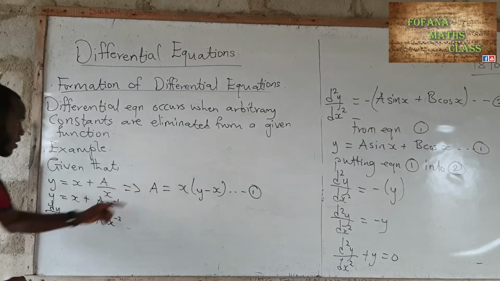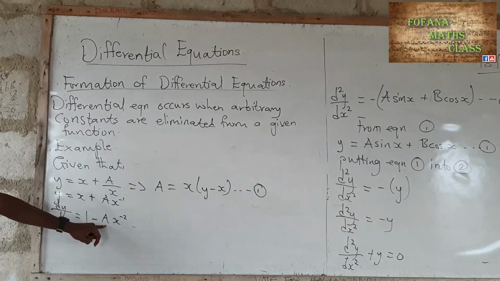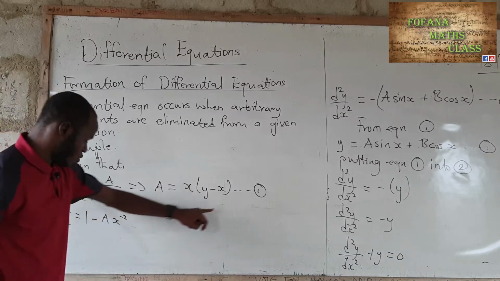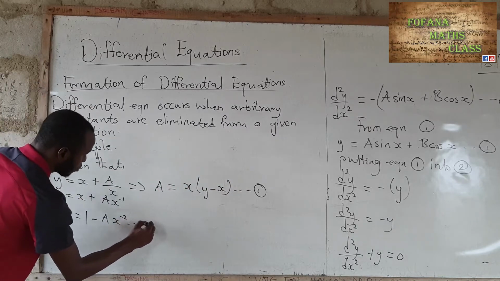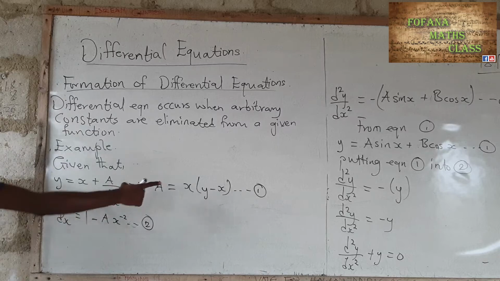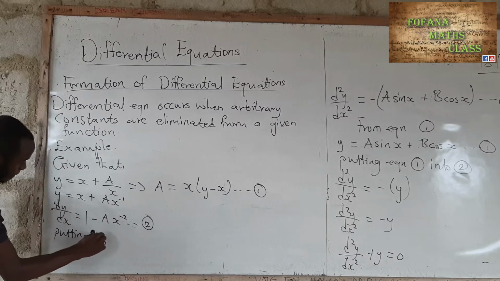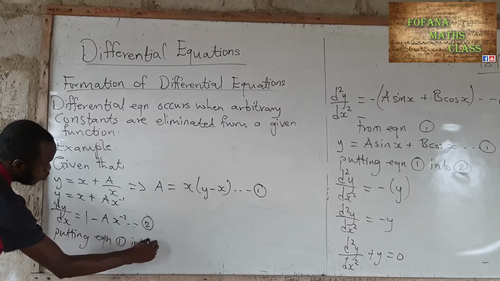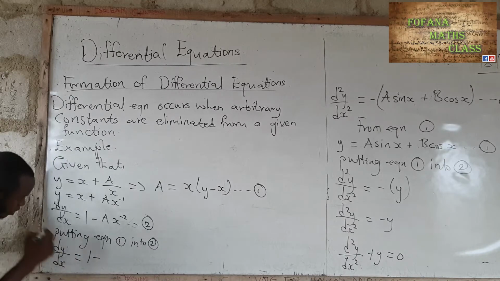Okay, so when I name this as my equation 1 and I differentiate here, I still have an arbitrary constant here. So after naming it as equation 1, I can substitute this expression, equation 1. So I'll give this one as my equation 2. So I can substitute that into equation 2. So I will write, putting equation 1 into 2.